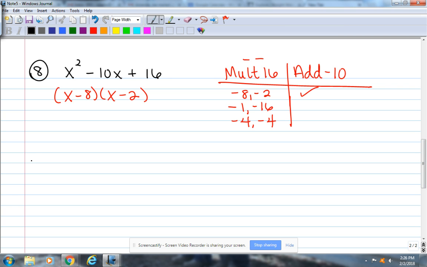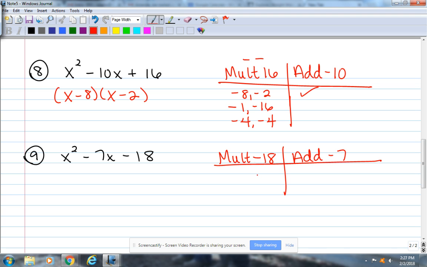All right. Number 9. I'll be glad next week that I went over this today. So 18 multiplied and 7 added. Watch your signs. It multiplies to get negative 18 and adds to get negative 7. If we multiply to get a negative, you have to have one of each, don't you? And another trick: if it adds to be a negative, the bigger one's going to have to be a negative.